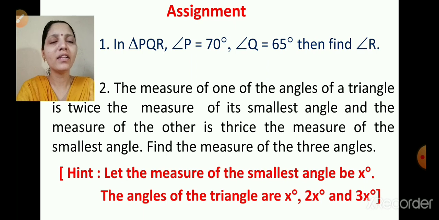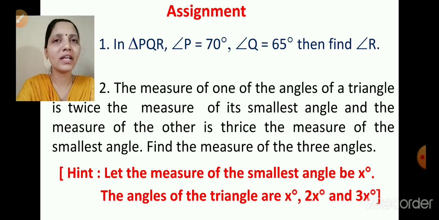And another angle is given as thrice the measure of the smallest angle. Thrice means 3 times. That is 3x. So the angles of the triangle are x degrees, 2x degrees and 3x degrees. So you can add these angles and you will find the value of x. So by using the value of x you can find the other two angles also. So this is also a very simple sum. Try to solve this. If you have any doubt, we will solve this in the online session.